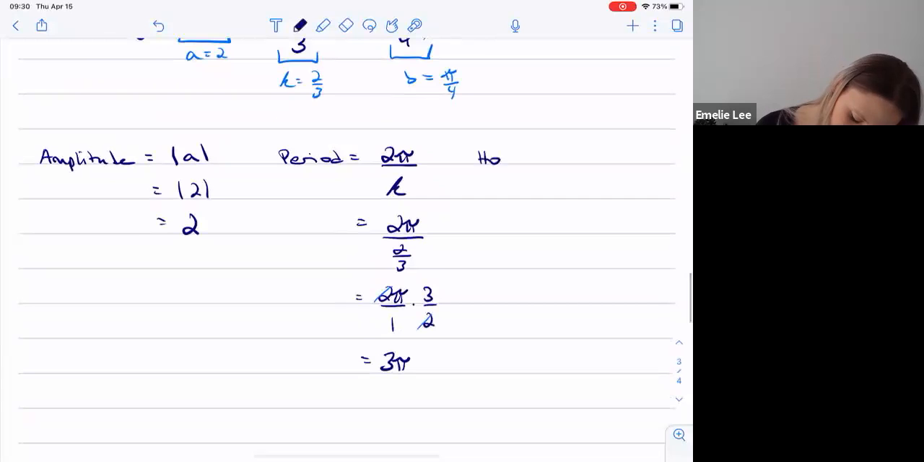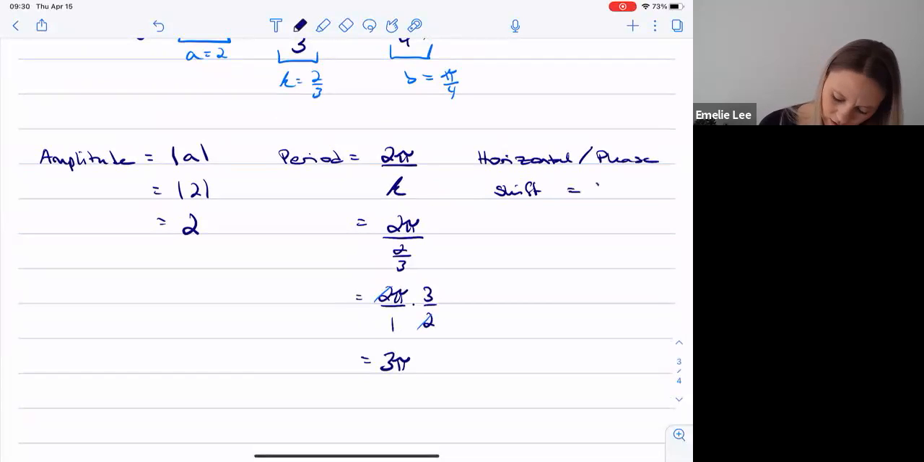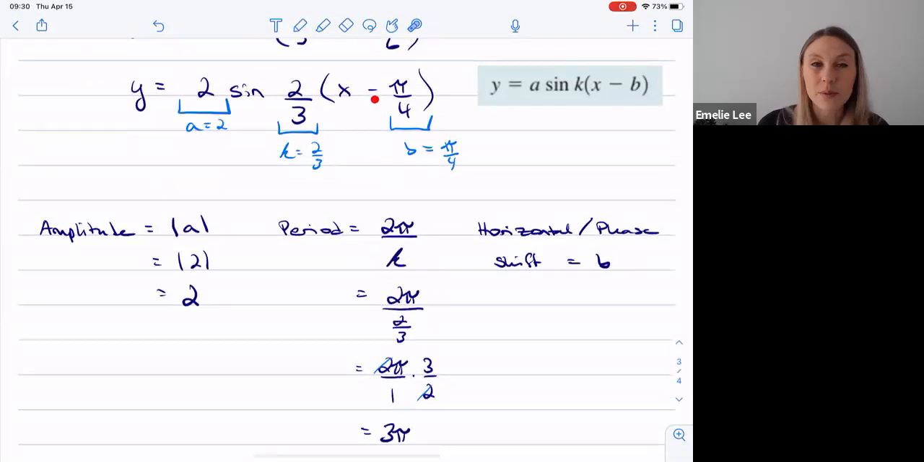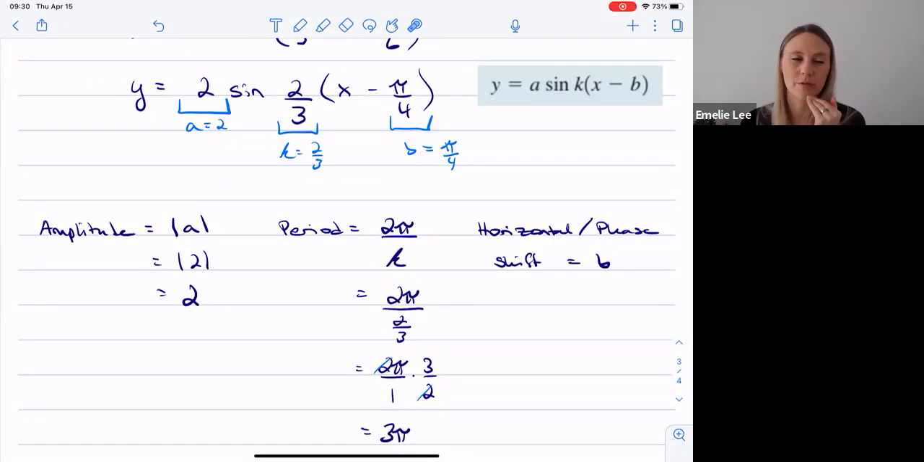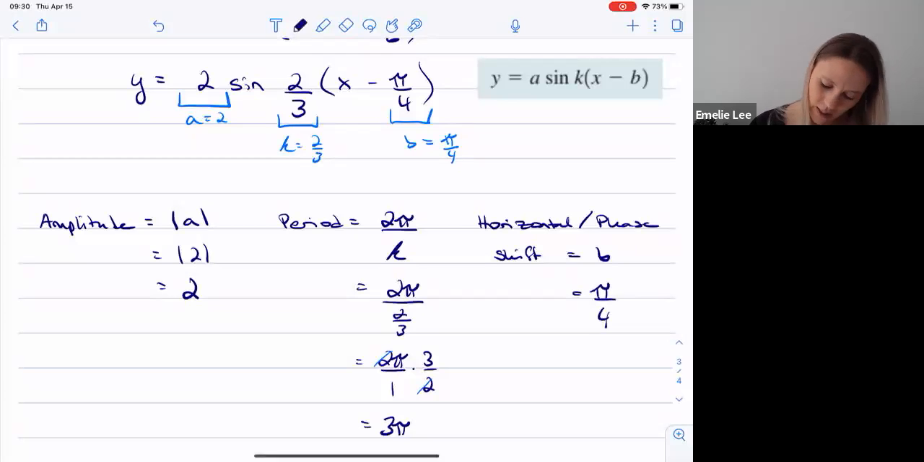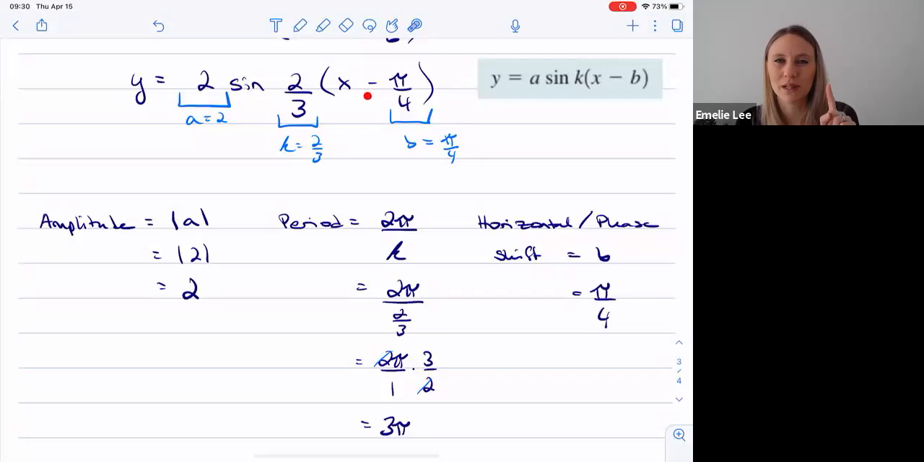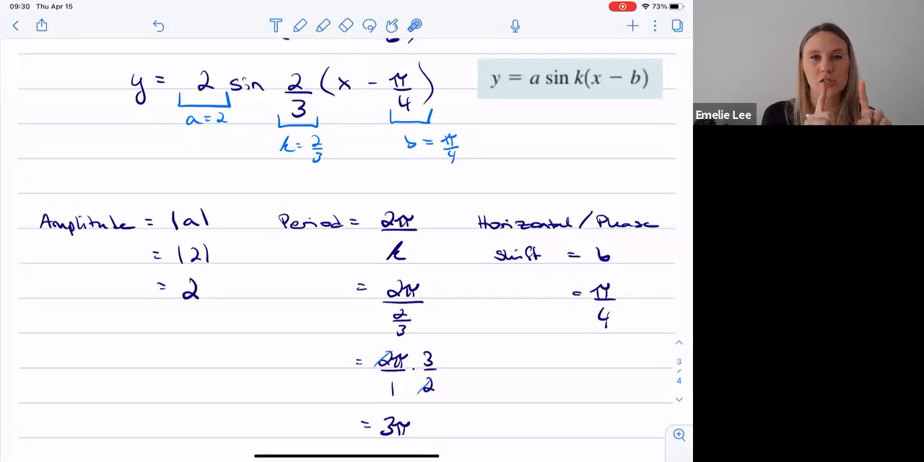And finally, the horizontal shift, which can also be called the phase shift, is B, okay? Because I'm subtracting here, it is just the pi over 4, meaning it's going to shift over by pi over 4 to the right, okay? If this was plus pi over 4, right, then our B would be negative pi over 4, meaning we have to shift it to the left pi over 4, right? But because we're subtracting the pi over 4 here, we're okay. That is our B. Good.